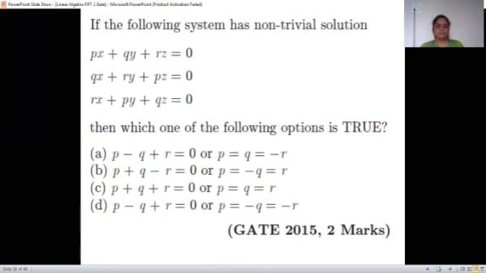Next question. If the following system has a non-trivial solution, the system is given, then which of the following options is true? So for a non-trivial solution, what is the condition for a non-trivial solution? Non-zero solution, obviously.